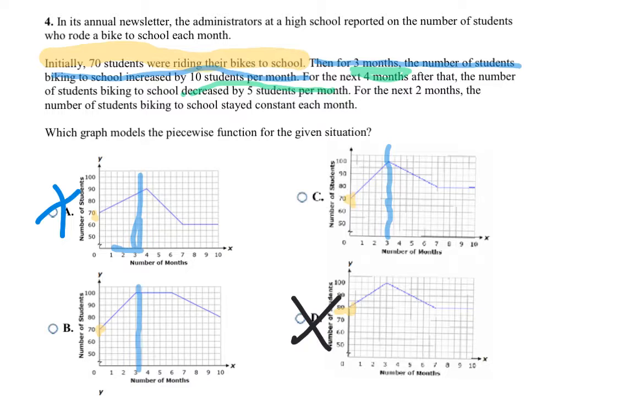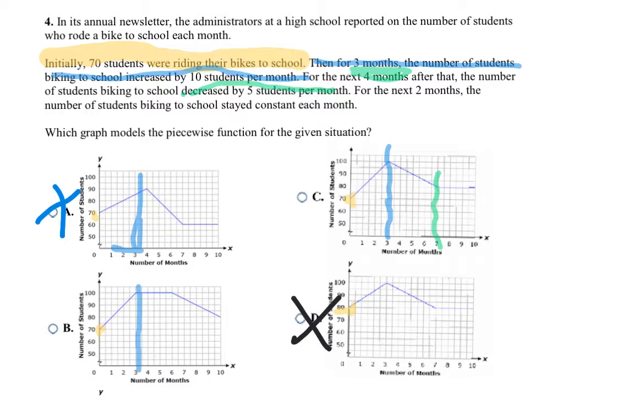So that means for the next 4 months, which here would be 4, 5, 6, 7. So for months until month 7, it's going to be decreasing. So I look at C, and from where it changed from increasing to decreasing, and it went to that month 7. So far C's holding strong.